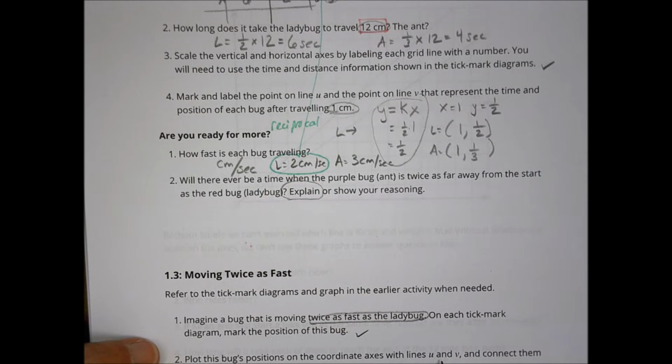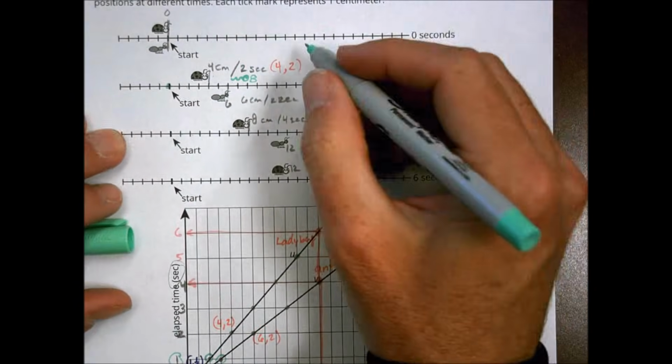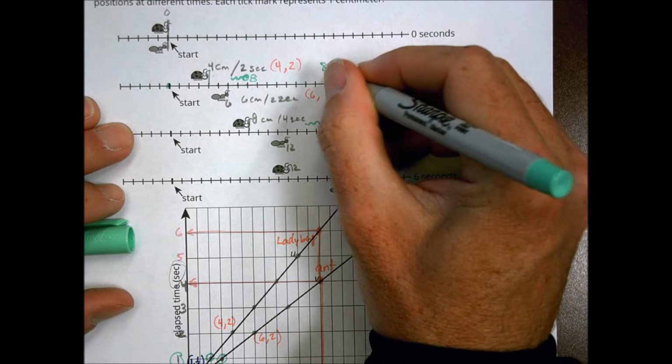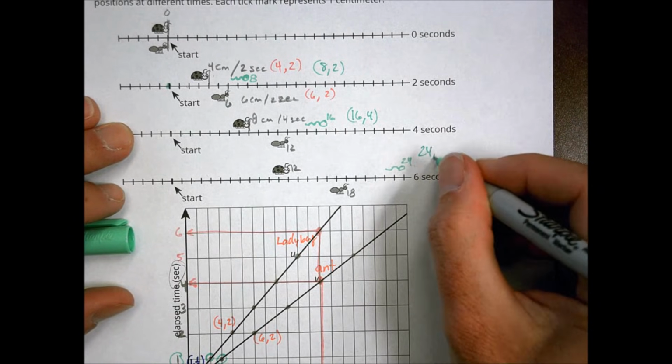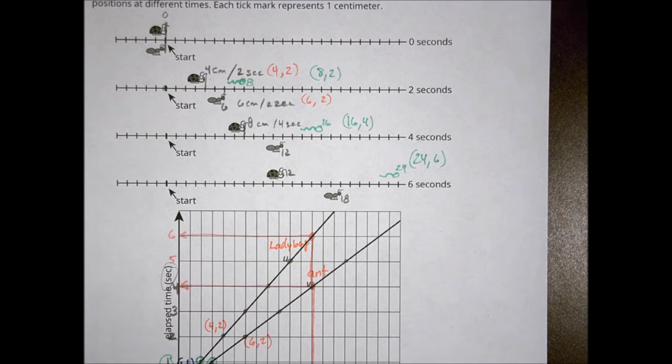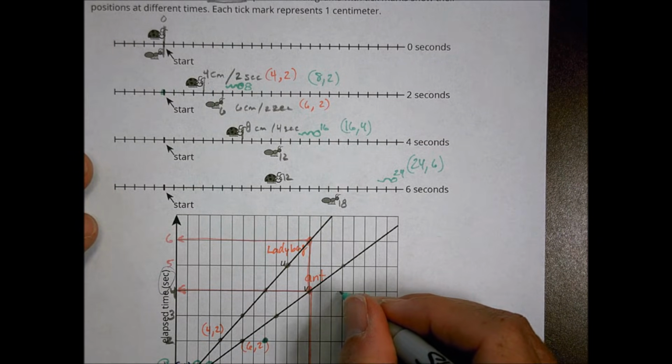Plot this bug's position on the coordinate axes with lines U and V, and then connect them with a line. Okay, so now we're going to take our points and make them part of the graph. So this new bug was at 8, 2. He was at 16, 4, and was also at 24, 6. So to plot that out, I'm going to go to 8 and move up to 2 here. Then 16, counting by ones: 12, 13, 14, 15, 16. So 16 is going to be at 4, so we'll be right there.